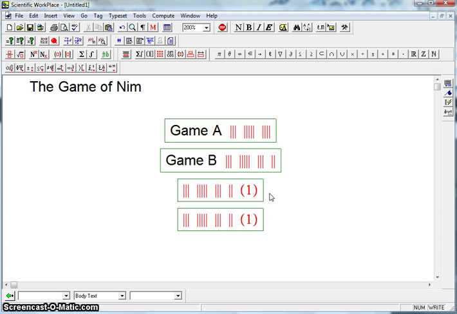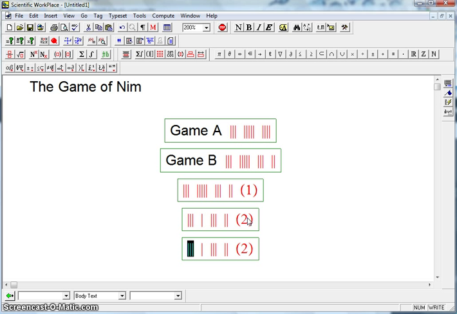And so maybe they take... Let me take all but one of these. And now that is what player two has to play with. Okay, so what's player two going to do? Maybe not playing in any particularly interesting way, maybe they would take all three of these guys. And so now that's what player one is presented with as a game board.